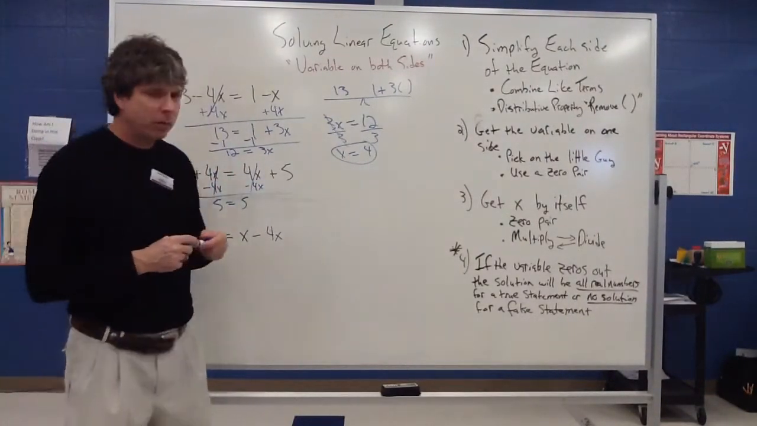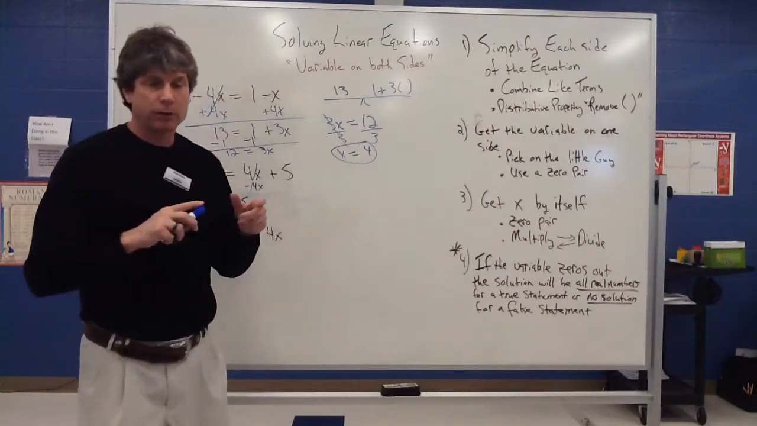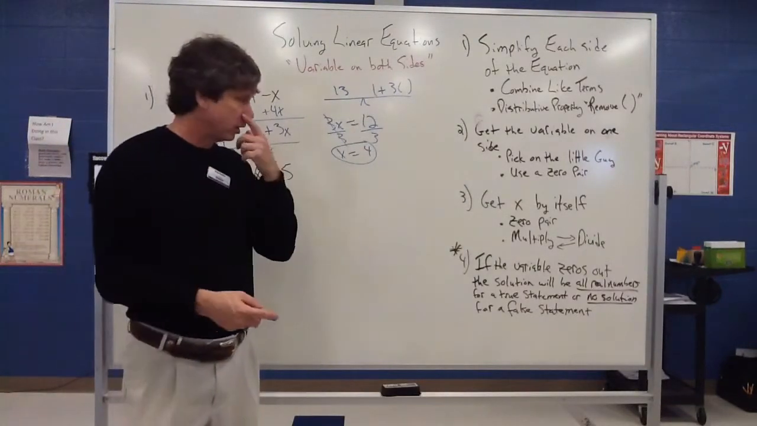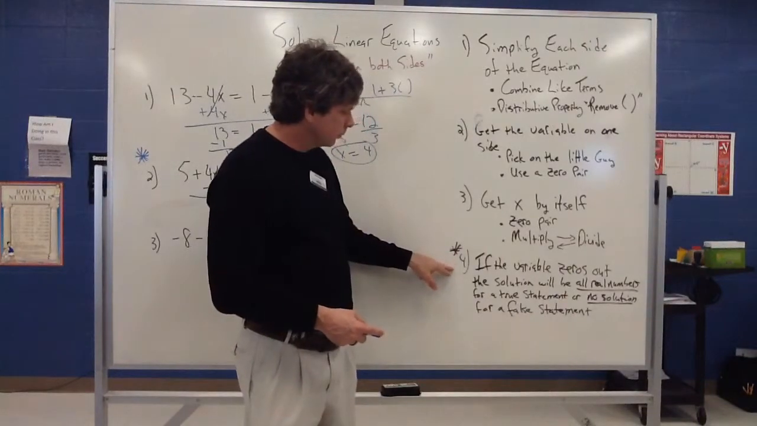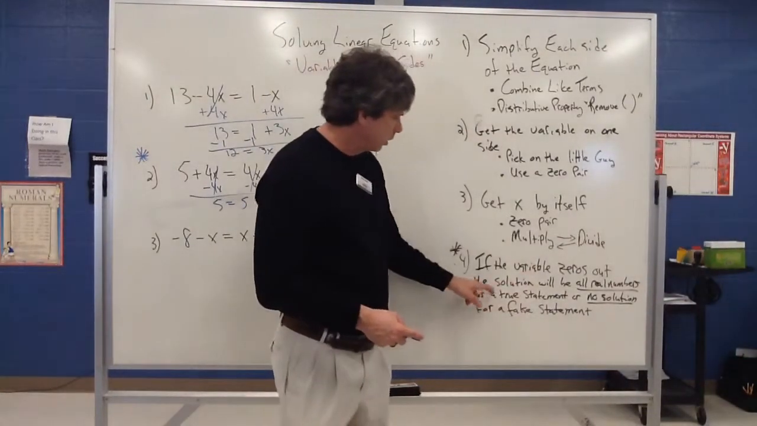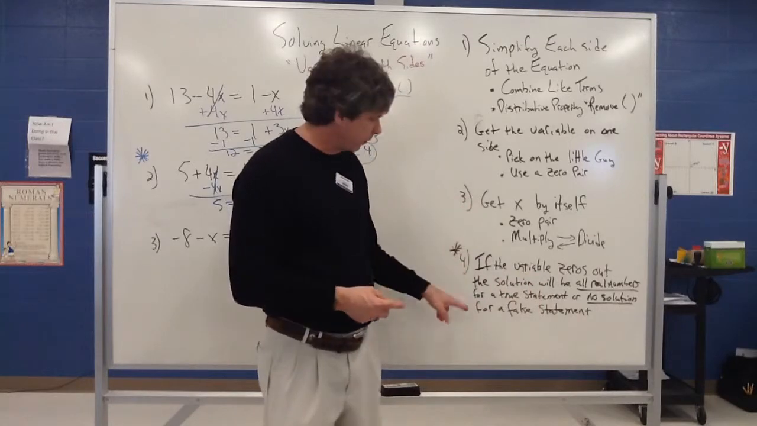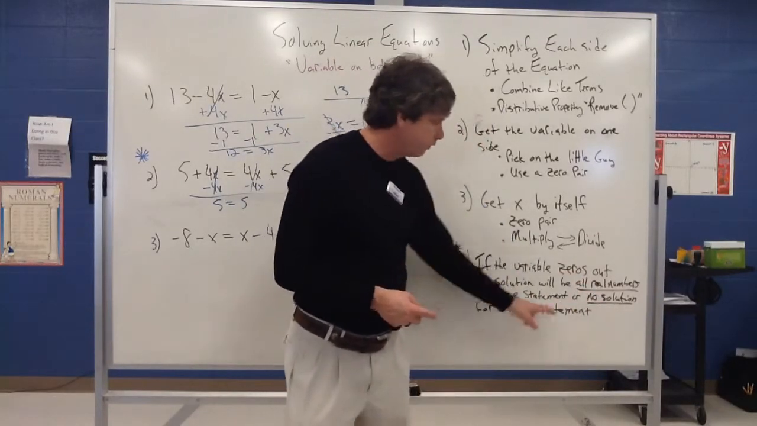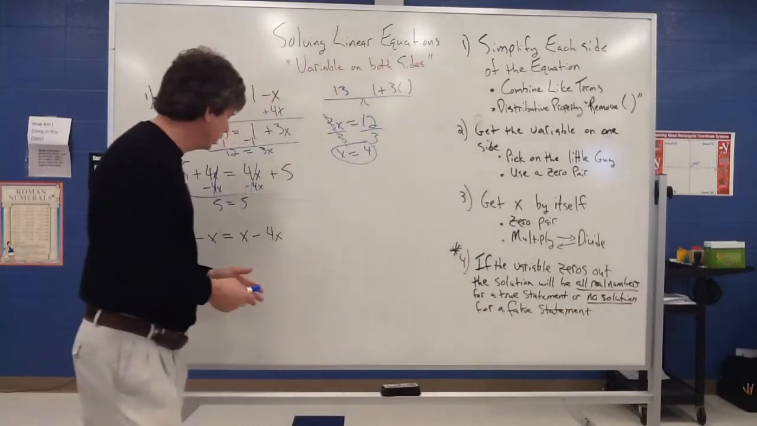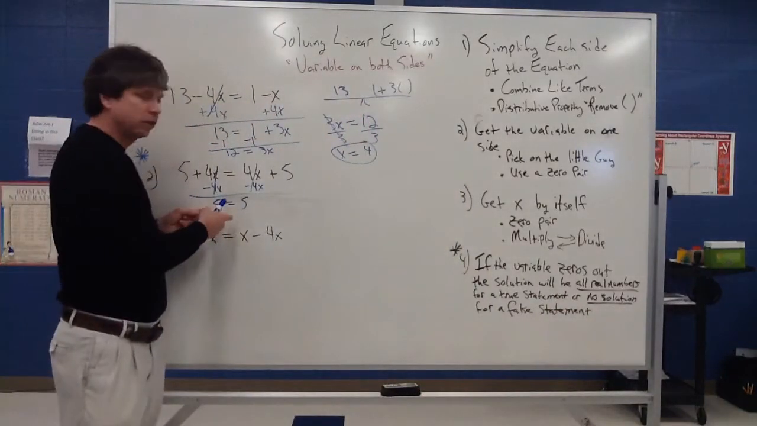So the variable actually falls out of the problem. In other words, the variable just zeroes out of the problem. When this happens, this is what we're looking at. If the variable zeroes out, the solution will be all numbers for a true statement or no solution for a false statement. So once the variable zeroes out, you look at this statement we have left.